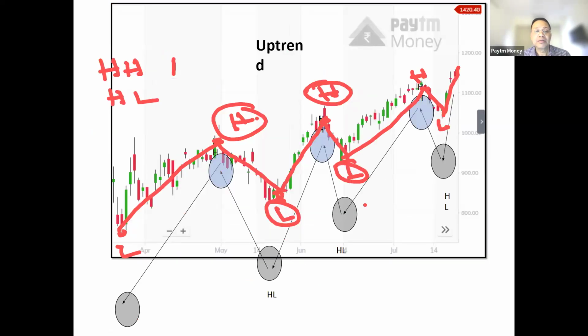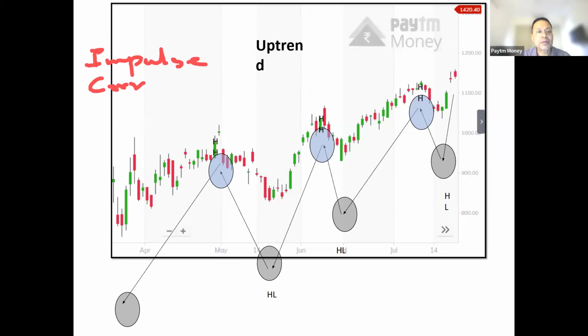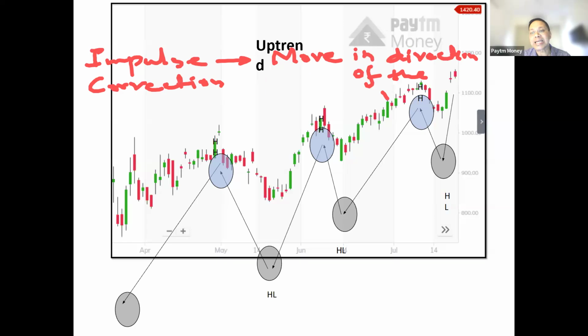Now here, let's erase everything. There are two parts of the trend. One is called impulse and the second is called correction. So what is the impulse move? The definition of an impulse move is the move in the direction of the trend. Move in the direction of the trend is called an impulse move.